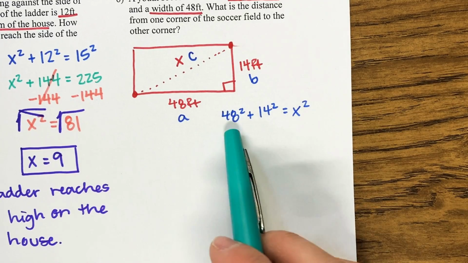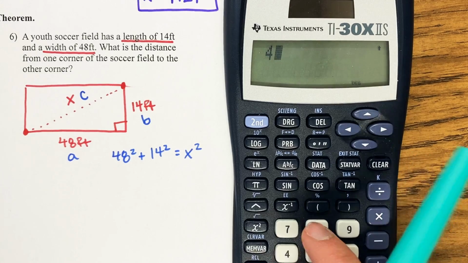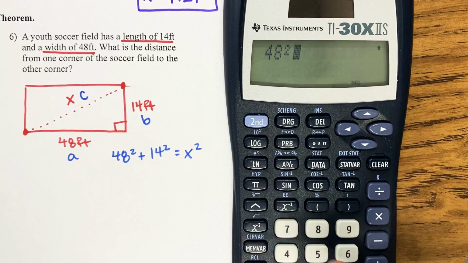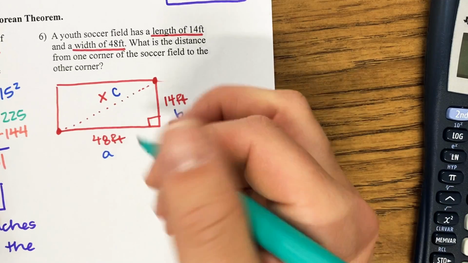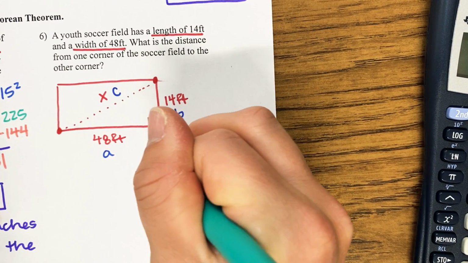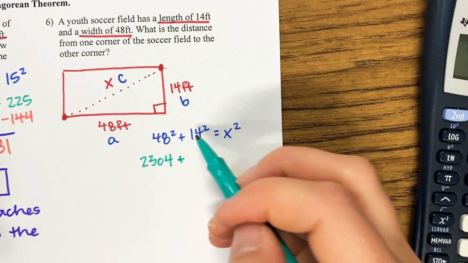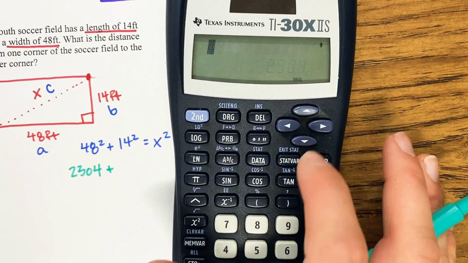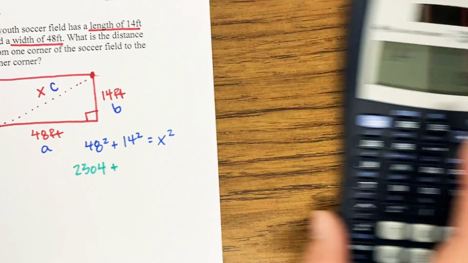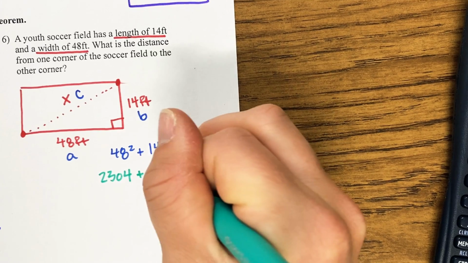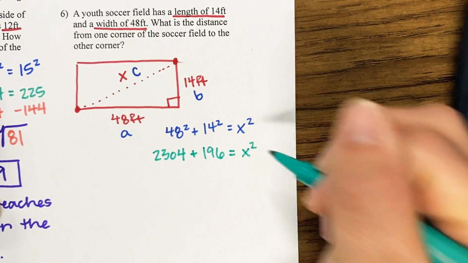Okay, so first thing I need to simplify is this 48 squared. So I'm gonna use my calculator because I can't do that in my head. 48 squared, or 48 times 48, is 2,304. Okay, it's okay that it's big numbers, totally fine. Plus 14 squared, well, let's do 14 squared in our calculator. 14 squared plus 196 equals, we don't know x, so it just has to stay x squared.